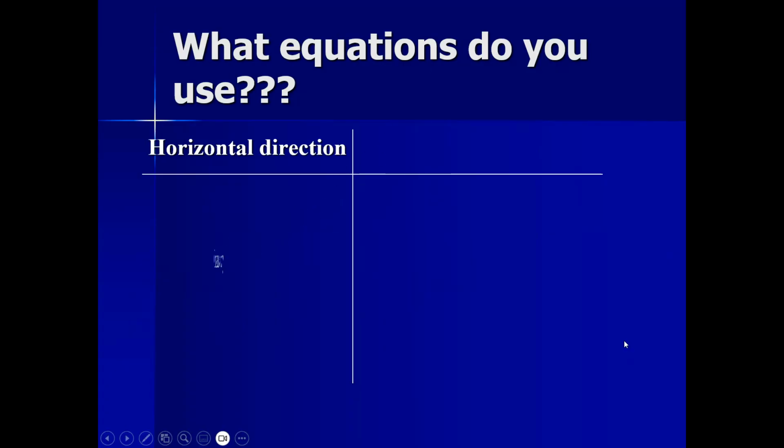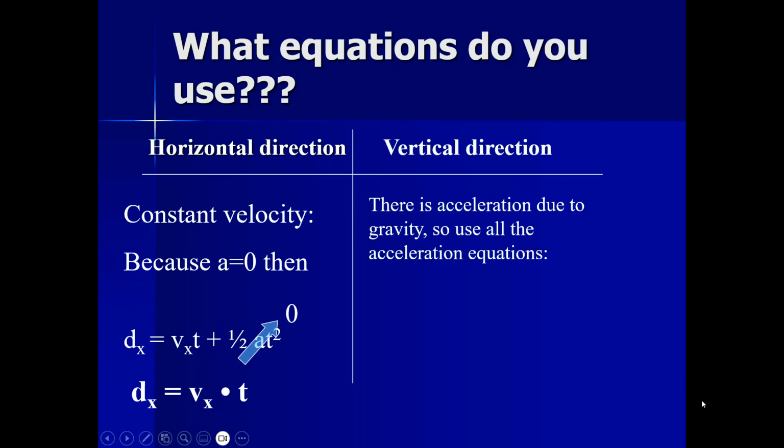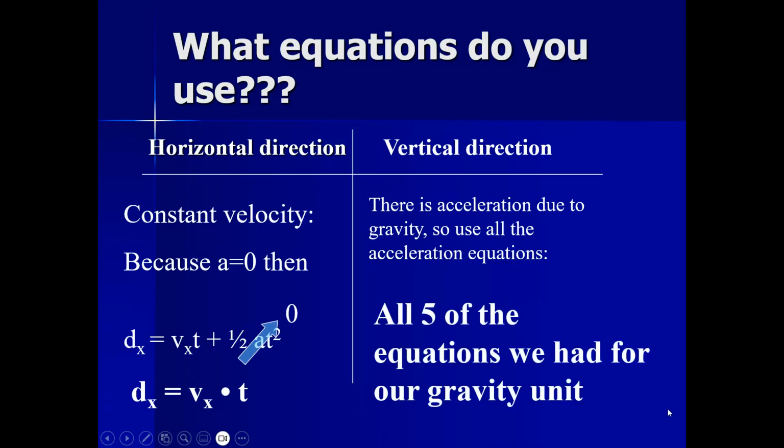So in terms of equations that you can use, in the horizontal direction, we have constant velocity. Acceleration is 0. The only equation you can use is distance is equal to velocity times time, which is just velocity equals distance over time rewritten. In the vertical direction, there is acceleration due to gravity, so we can use any of the other equations we had for our gravity unit. Really, those would be equations 2 through 5 on your equation sheet.